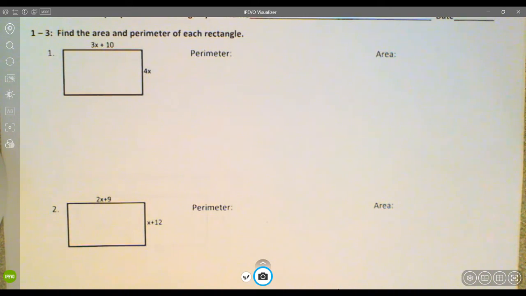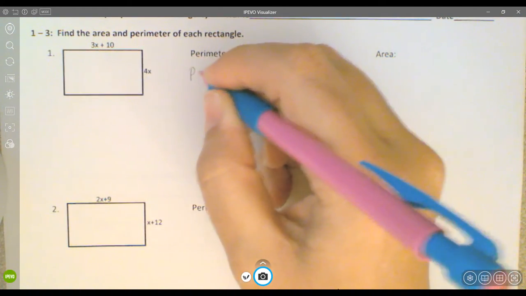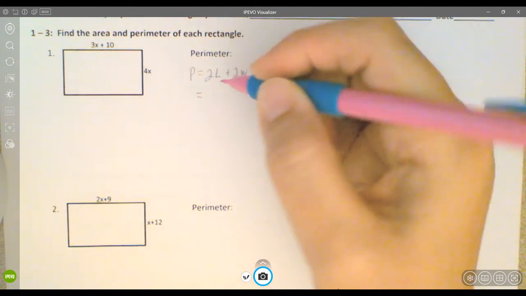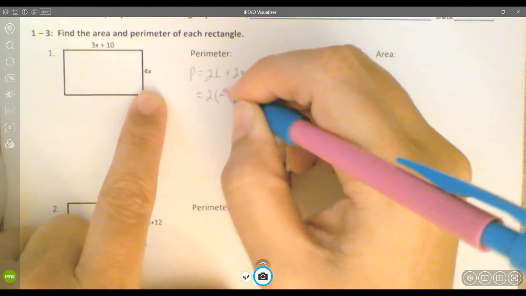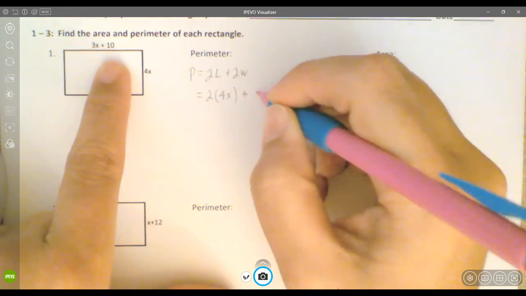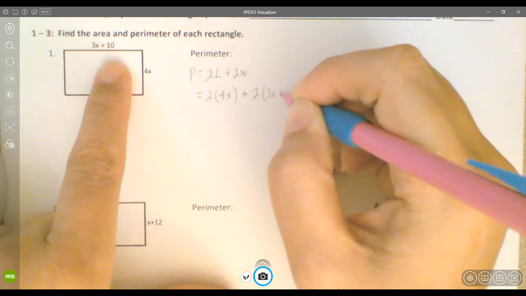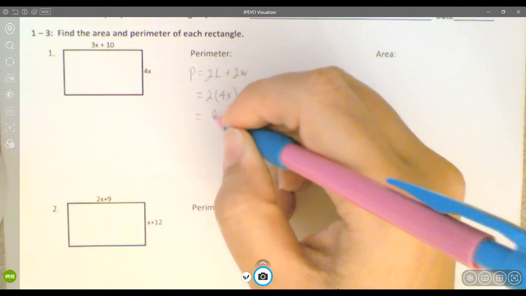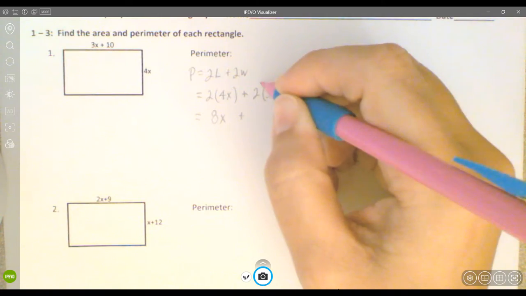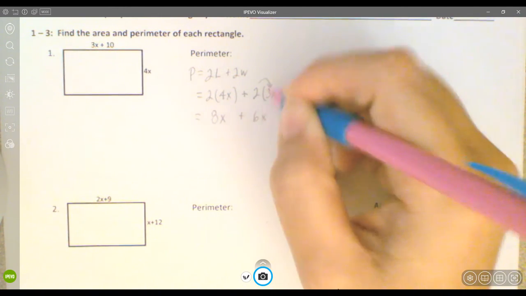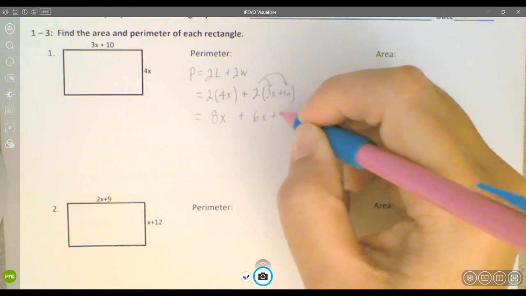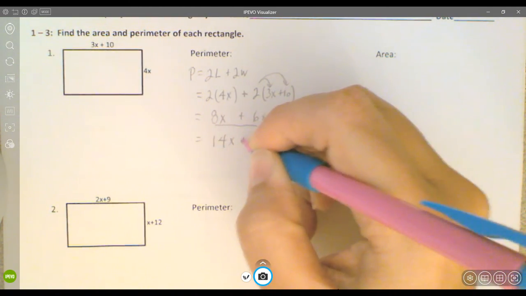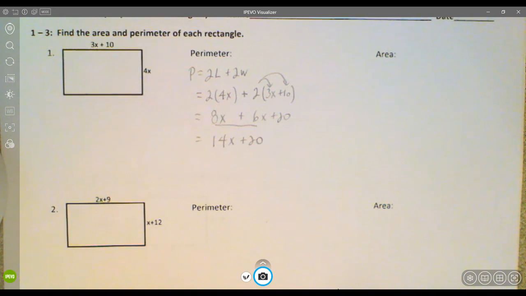So I have two options here. I can either remember that the perimeter is 2 times the length plus 2 times the width. And so for this problem, the length is 4x and the width is 3x plus 10. When I do that, 2 times 4x is 8x, plus 2 times 3x is 6x, 2 times 10 is 20. I combine my like terms and I find the perimeter is 14x plus 20.